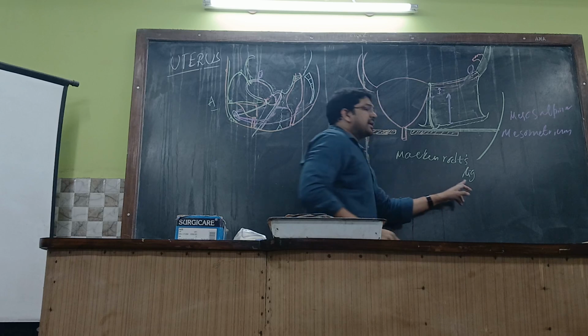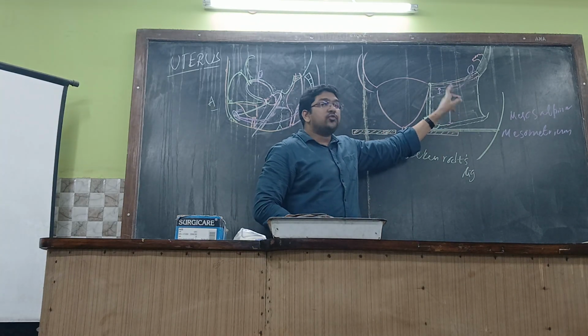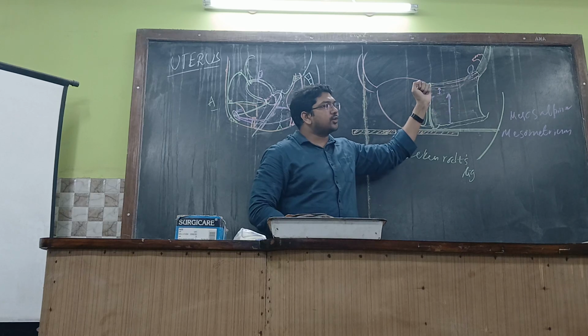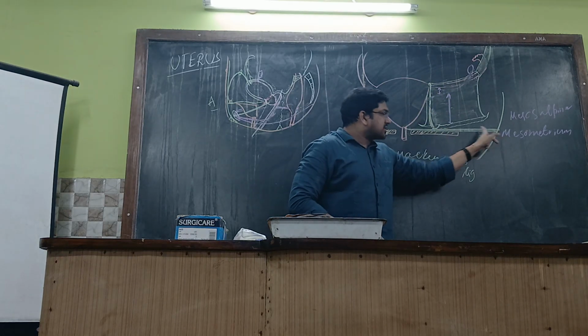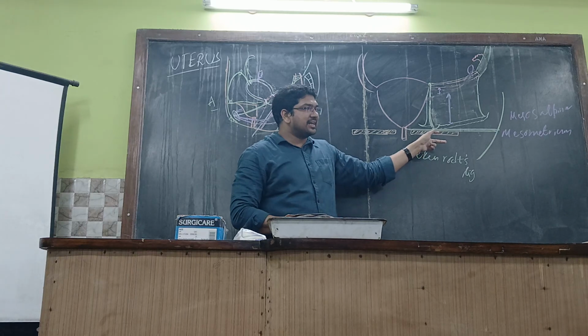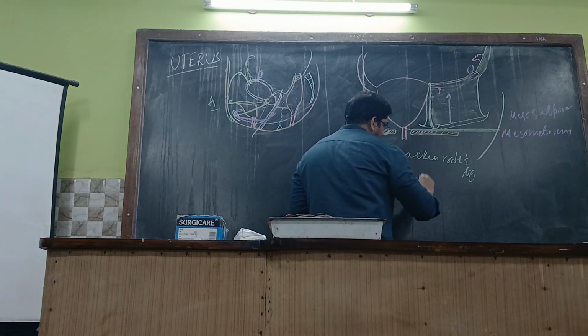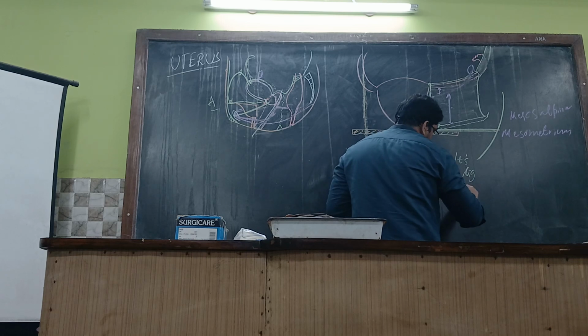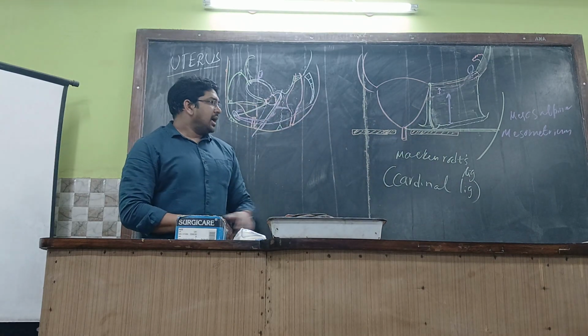Mackenrodt's ligament is a true ligament, but the broad ligament is a false ligament. Broad ligament is nothing but peritoneal folds, and peritoneal folds are nothing but false ligaments over here. This is the Mackenrodt's ligament or transverse cervical ligament over here, which is also termed as the cardinal ligament. Why is it termed the cardinal ligament?